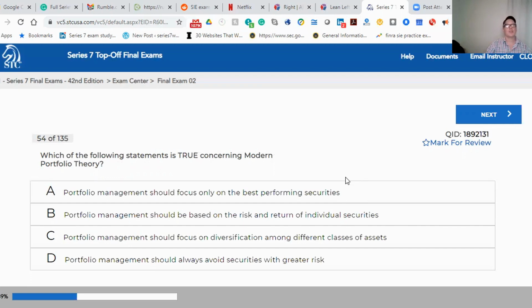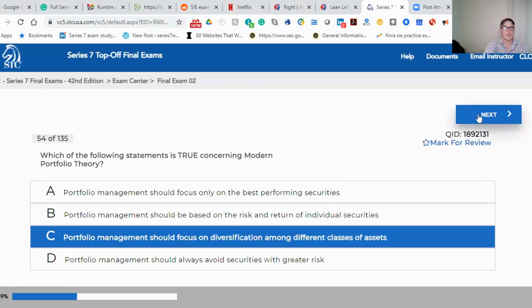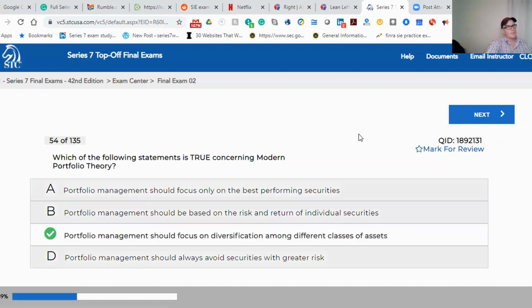So it's either based on the risk and return of individual securities, or it should focus on diversification among different asset classes. I'm going to go with C, even though I could see the justification for B. The point is with modern portfolio theory, you're looking at not just individual securities, you're looking at how they mix together and how you diversify. Okay, good.